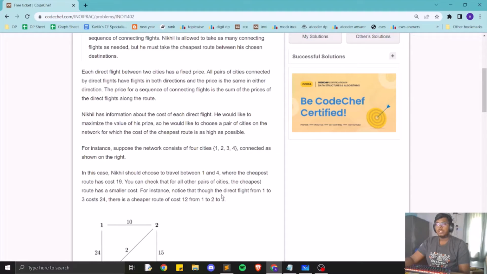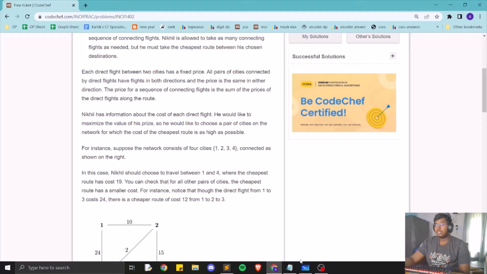Okay. So for now Nikhil has information about the cost of each flight. For example, from 1 to 2, the cost of the flight is 10. He would like to maximize the value of his prize, so he would like to choose a pair of cities on the network for which the cost of the cheapest route is as high as possible. So what this means is that he has to find the shortest path between all pairs of destinations, and then find the maximum among them.